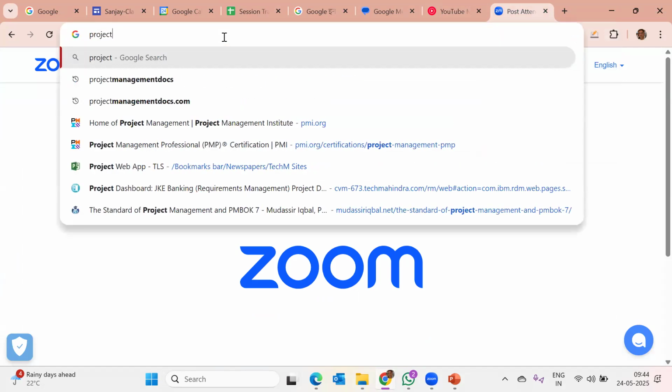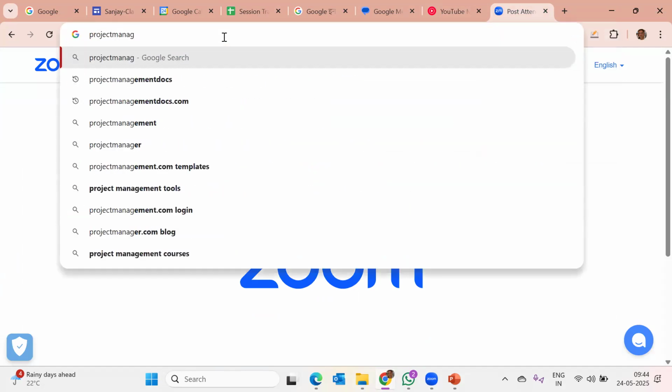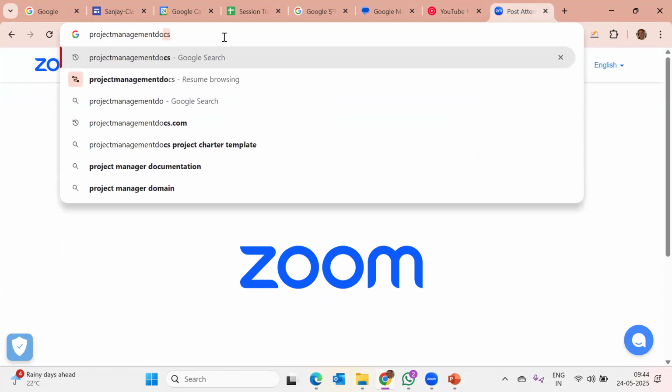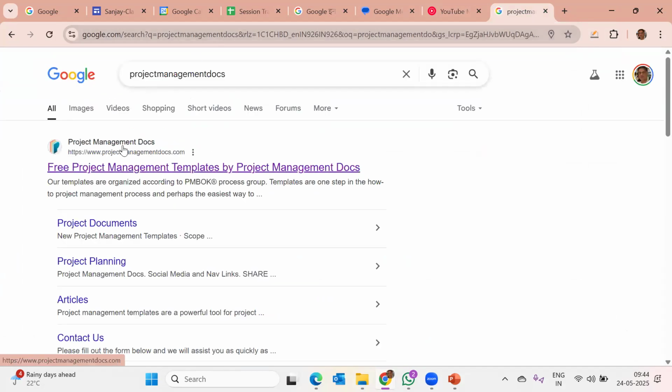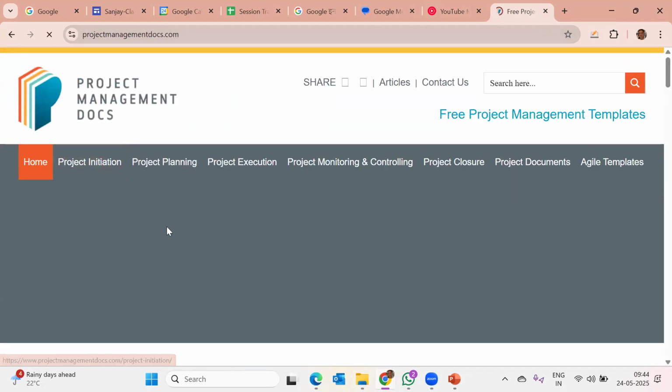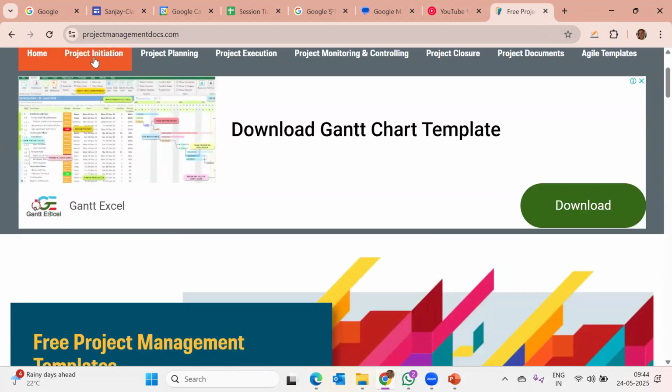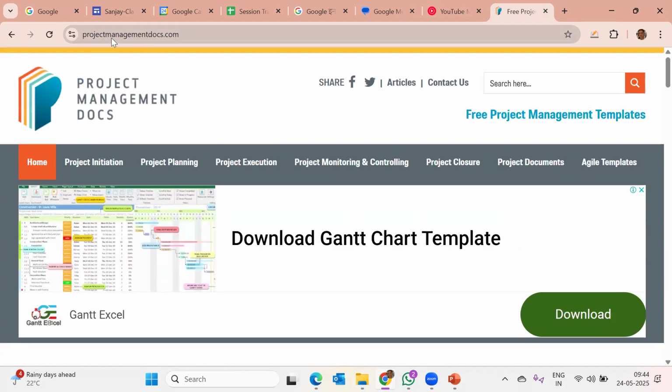See, this is that site, Project Management Docs. If you go to this particular site, it has all the templates. So we'll see those templates. See here, project initiation. You can see this site.